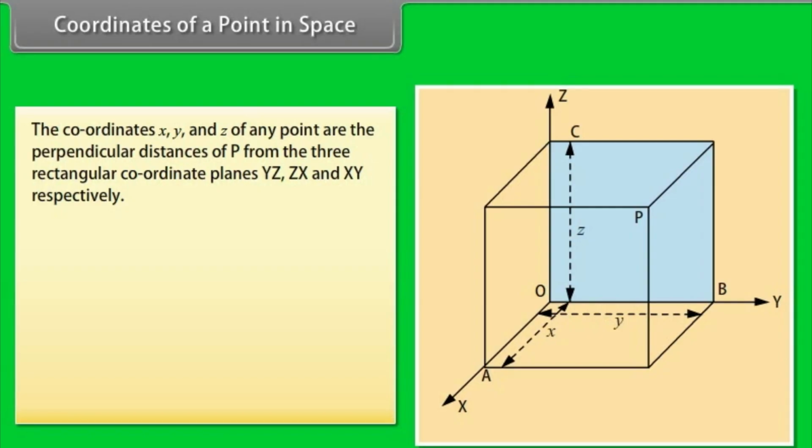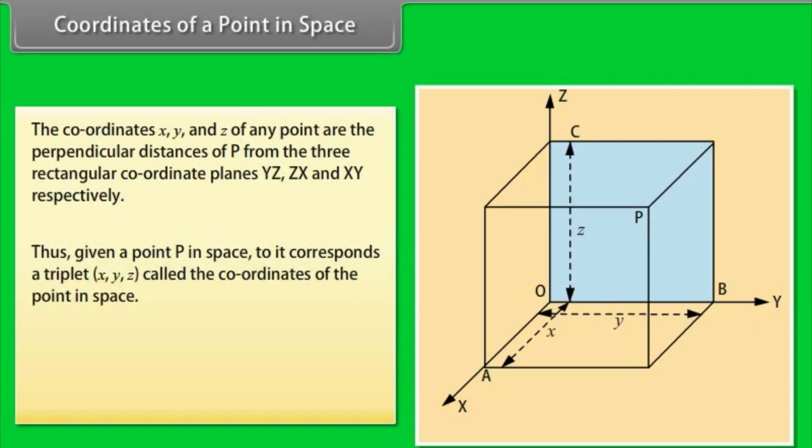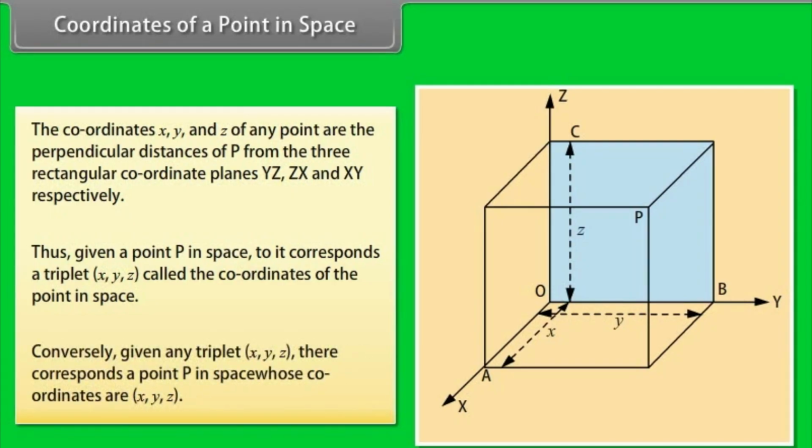Thus, given a point P in space, to it corresponds a triplet x, y, z called the coordinates of the point in space. Conversely, given a triplet x, y, z, there corresponds a point P in space whose coordinates are x, y, z.